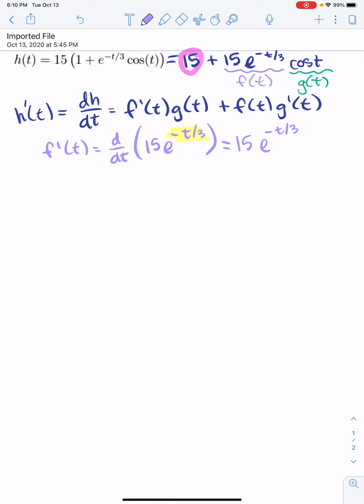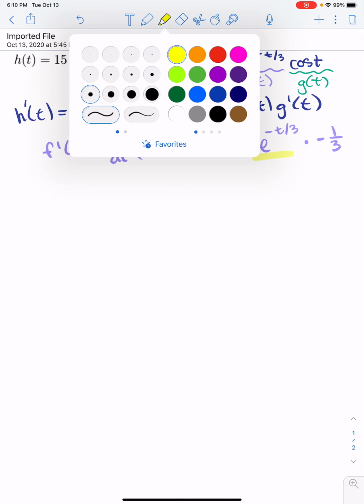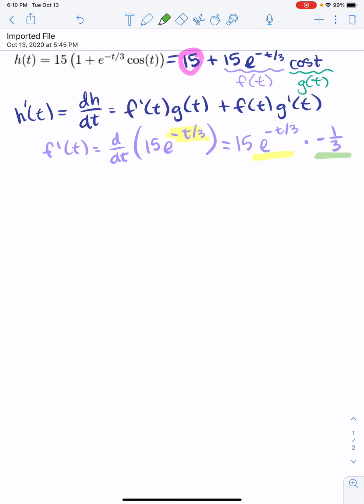So now we multiply 15 e to the minus t over 3 times the derivative, which is minus 1 over 3. And again, if it was just e to the t, the derivative of t with respect to t is 1. In this case, we have minus t over 3. So we get the derivative is minus 1/3. Using our exponential rule. So right here, we use the exponential rule. And then in the second step, we used the chain rule.